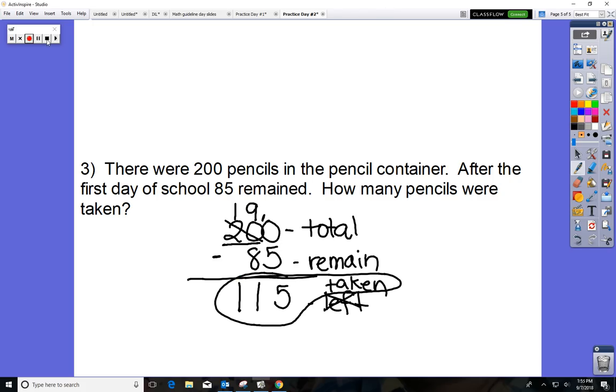Make sure that when you're doing problems like these, you're really reading carefully.